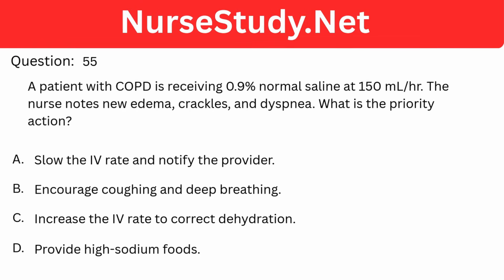Question 55. A patient with COPD is receiving 0.9% normal saline at 150 milliliters per hour. The nurse notes new edema, crackles, and dyspnea. What is the priority action? A. Slow the IV rate and notify the provider. B. Encourage coughing and deep breathing. C. Increase the IV rate to correct dehydration. D. Provide high sodium foods.